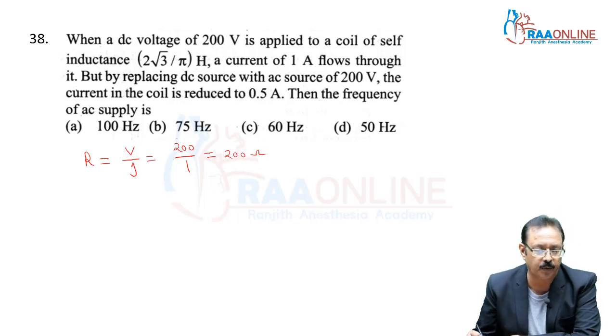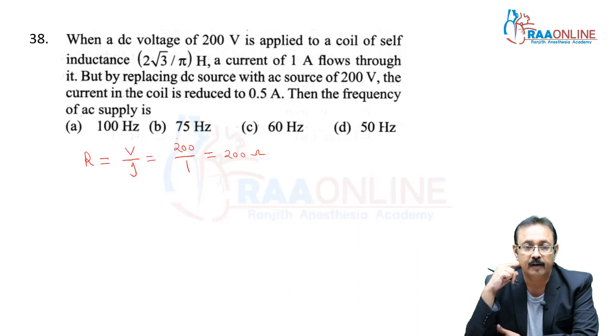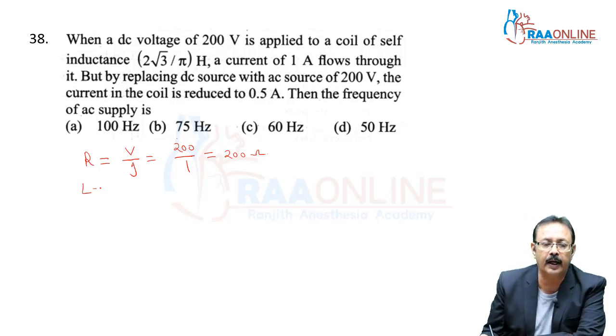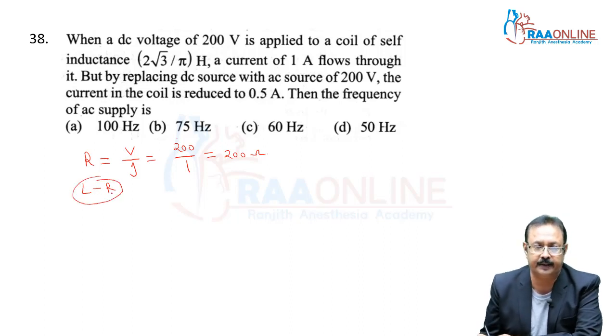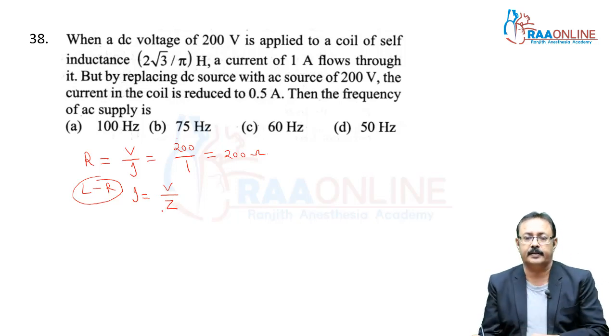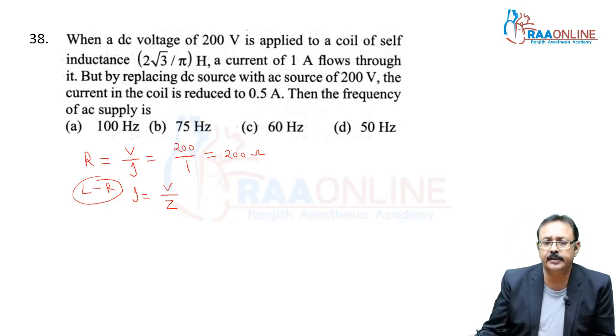But what we are doing now? Now we are applying an AC source. What will happen now? Now the coil's resistance is there, the coil's inductance is there. So it will become an LR circuit. So for I, now we have to apply the formula V upon impedance. What they are saying, with the AC source, voltage is given, current is given. So we can calculate Z. Z means V by I.